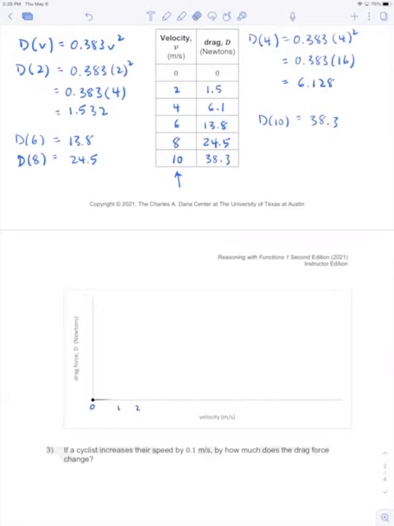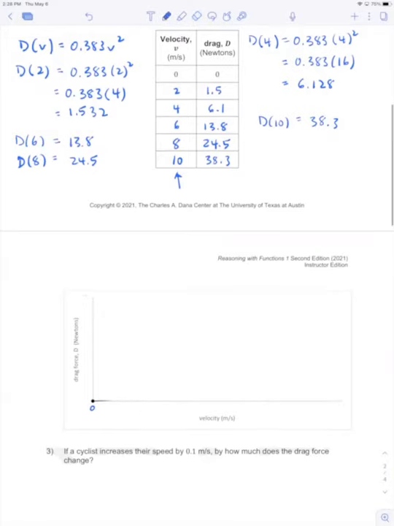Let me make some room. I'll start again, and we are going to make some room. We go 0, with 10 at the top. We do 1, 2, 3, 4, 5, 6, 7, 8, 9, and 10. And then if I look at the next column, and I just put the arrow under the drag column in newtons there, it starts at 0.